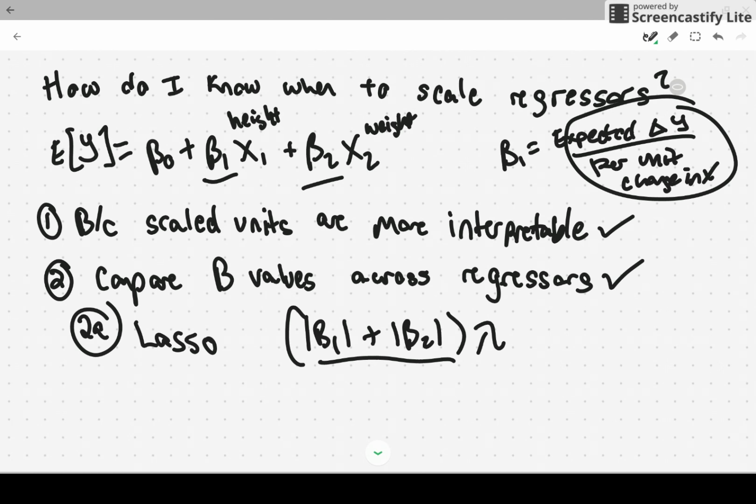So those are the two biggest reasons I think you might want to scale your x's by the standard deviation. One is if the scaled units are more interpretable for your problem, and two, if for whatever reason you actually want to compare the magnitude of the beta values across regressors. Well, that's a relatively simple question to answer.